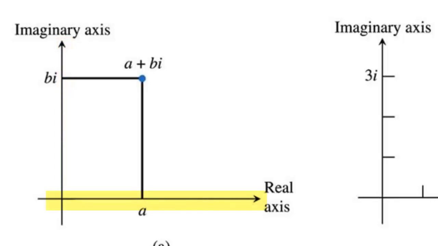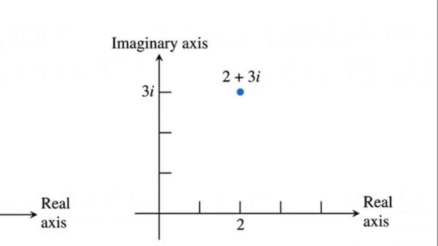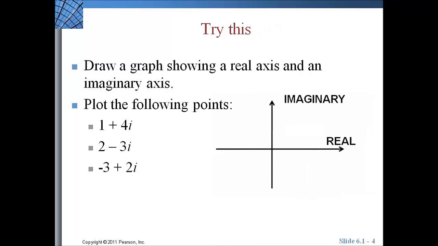So the real numbers are plotted along what corresponds to the x-axis, and the imaginary numbers are plotted along what corresponds to the y-axis. So if we're going to plot 2 plus 3i, we go 2 over on the real axis and 3 up on the imaginary axis. Try this. Plot the following points: 1 plus 4i, 2 minus 3i, and negative 3 plus 2i.